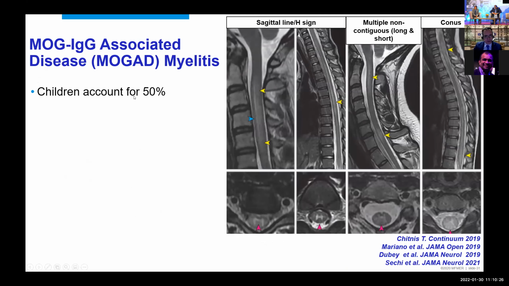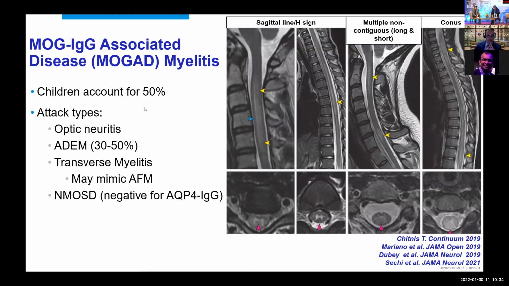With MOG antibody disease, children are particularly predisposed, so they account for about 50% of cases of MOG antibody associated myelitis. And again, this can occur in conjunction with optic neuritis or in conjunction with ADEM as a component of ADEM. And sometimes it can mimic the acute flaccid myelitis that we see with enterovirus. What we can see here is that these tend to be not quite as bright. So sometimes we see this long segment of signal abnormality, and sometimes we can see this sagittal line on the sagittal images. Here we see another example of a long lesion within the thoracic cord.